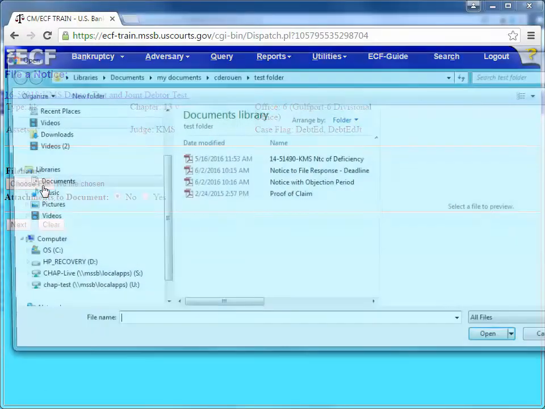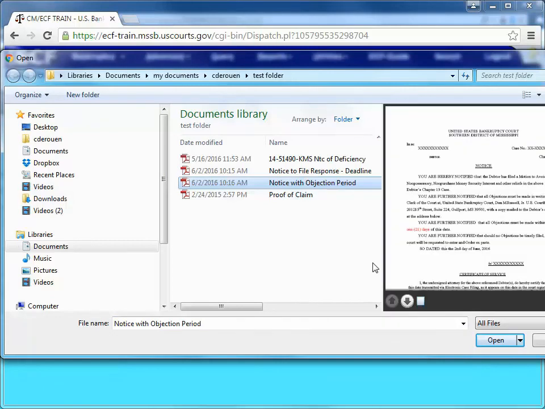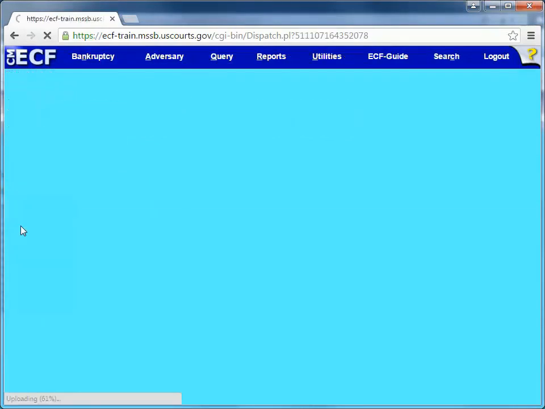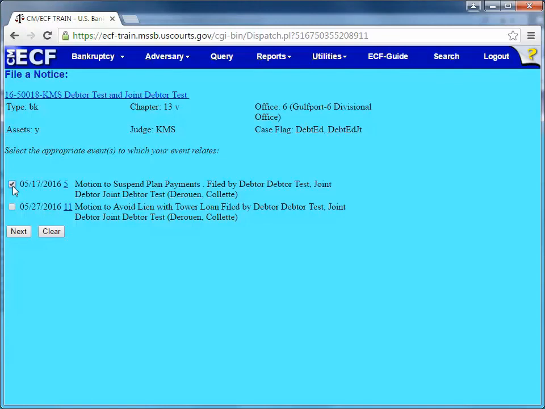Next, browse to upload the notice. Remember to always verify that the file is the correct file to be uploaded. Because my notice relates to a motion, I am selecting the category Motion. I am selecting the related motion to suspend plan payments.